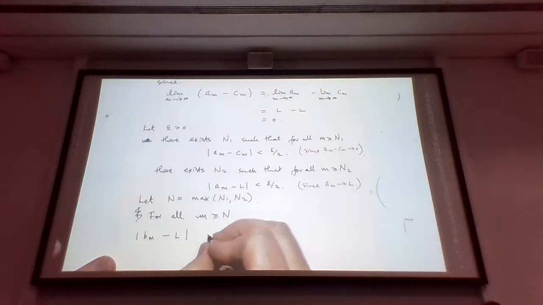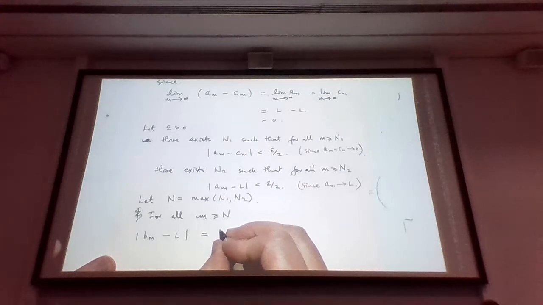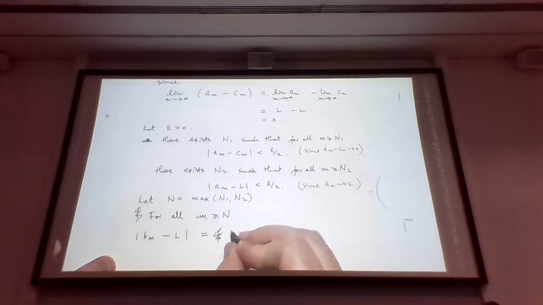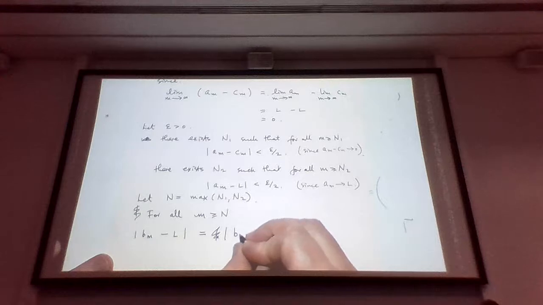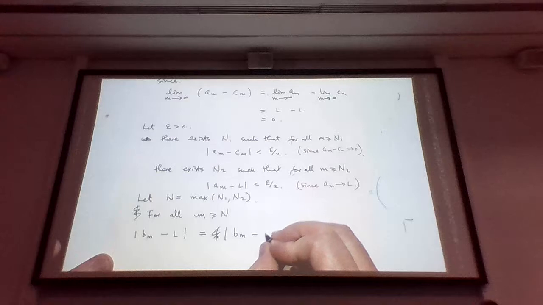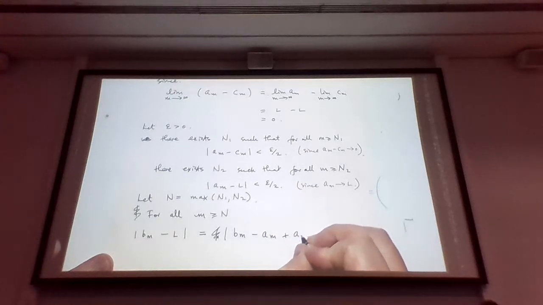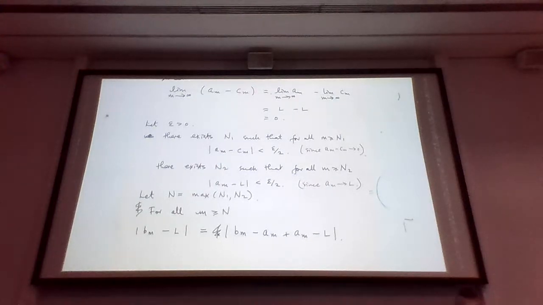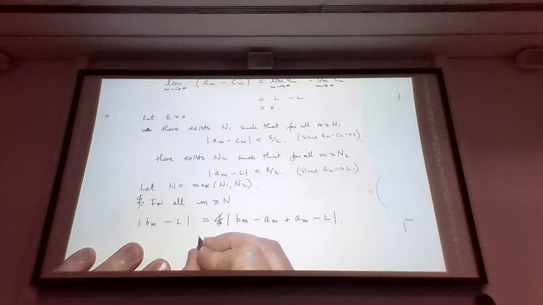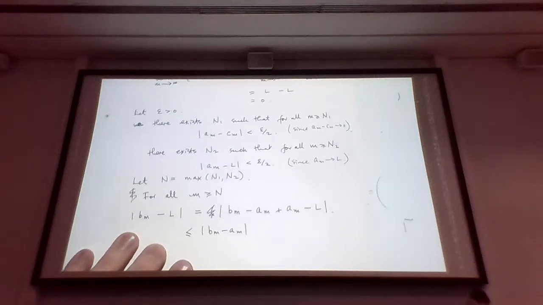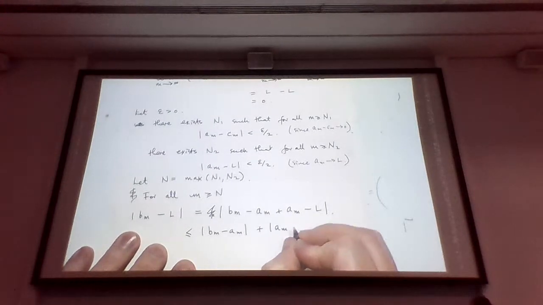And I'm going to do this by saying that this is equal to the absolute value. I'm going to first judge the distance from Bn to An, and then look at the distance from An to L. So I'm just simply adding and subtracting An in there, so I'm not changing this quantity. But by the triangle inequality, this is less than or equal to this absolute value plus this absolute value.